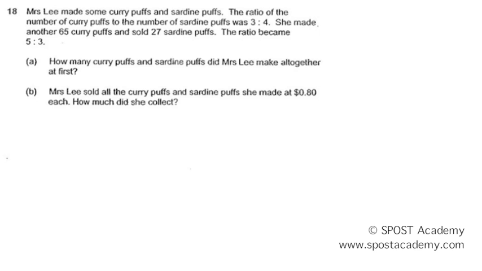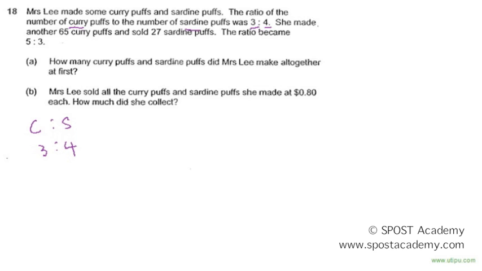So the first sentence says that Mrs. Lee has made some curry puffs and sardine puffs, and the ratio of curry is to sardine is 3:4. So we'll write here curry is to sardine is 3:4. She made another 65 puffs and sold 27 sardine puffs.